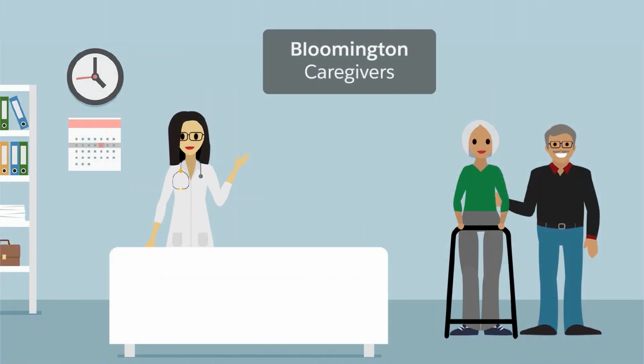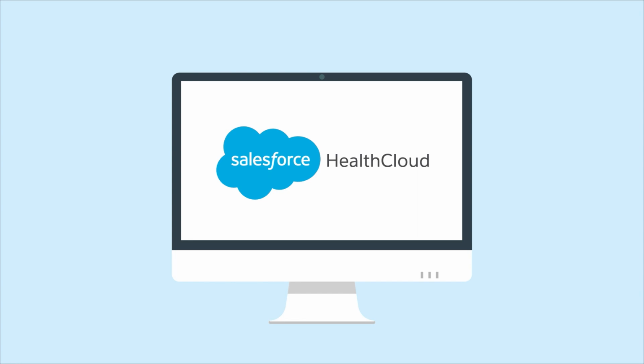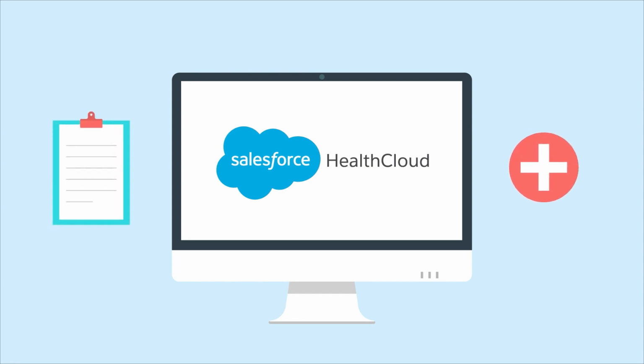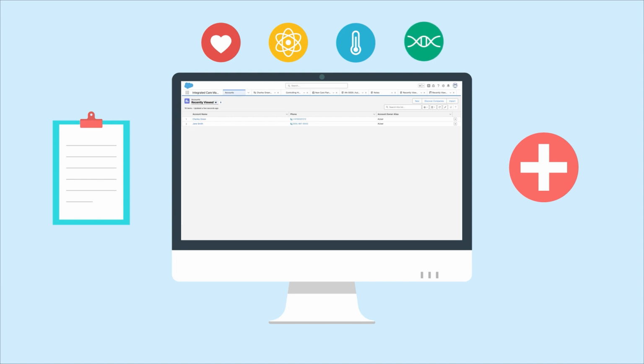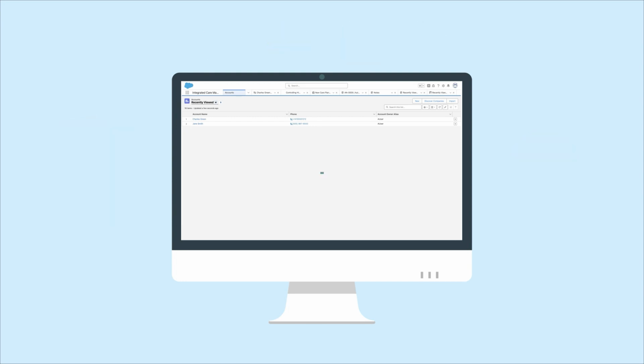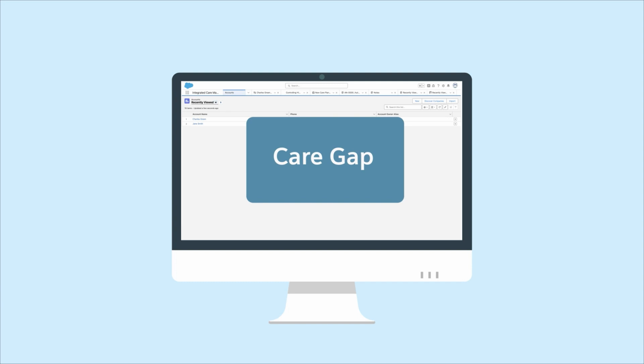Here's how Bloomington Caregivers, a home health care agency, is minimizing care gaps. Bloomington currently uses Health Cloud to provide coordinators a 360-degree view of patient information. Bloomington now wants to set up the Care Gap feature in integrated care management so that care coordinators can evaluate clinical measures and identify gaps.